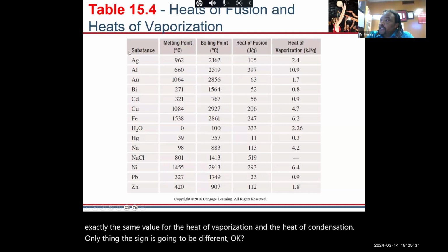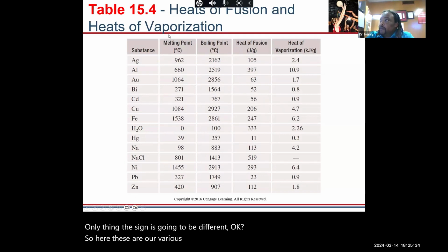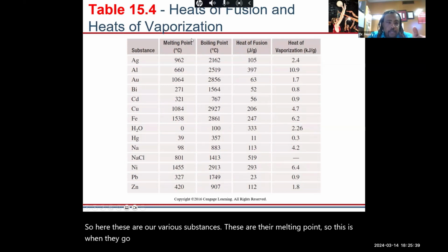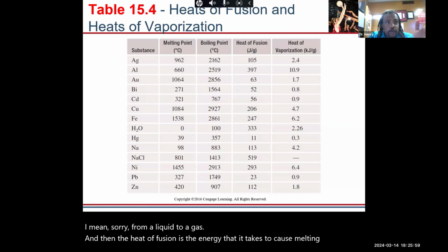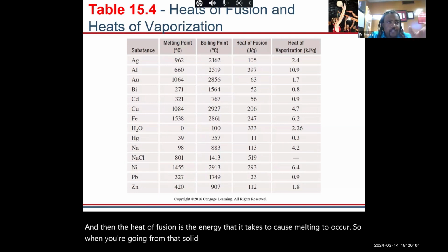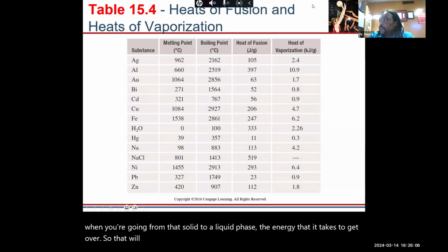So here, these are our various substances. These are their melting points, so this is when they go from solid to liquid. And then their boiling point, where you go from a liquid to a gas. And then the heat of fusion is the energy that it takes to cause melting to occur. So when you're going from that solid to a liquid phase, the energy it takes to get over so that that will happen is going to be your heat of fusion.